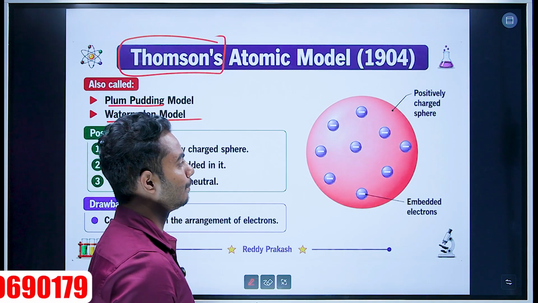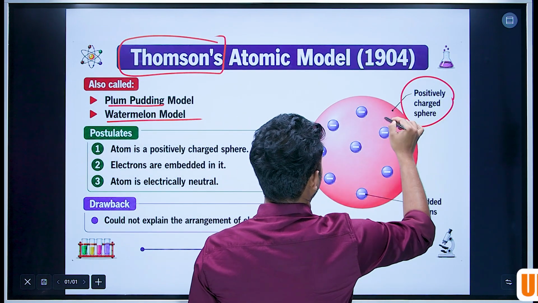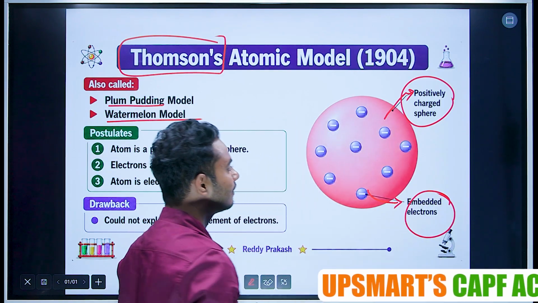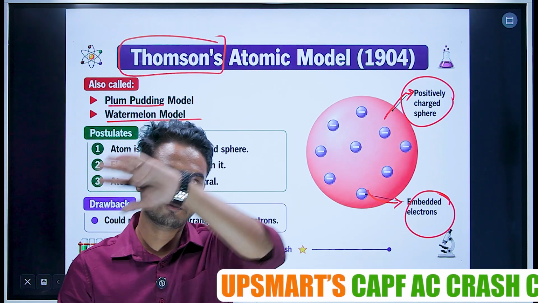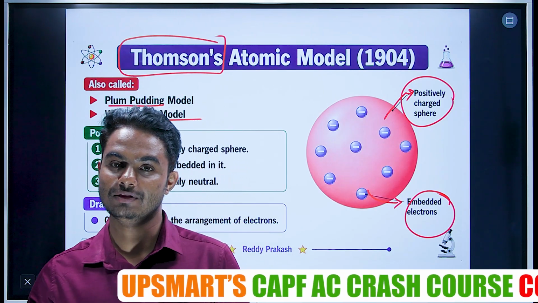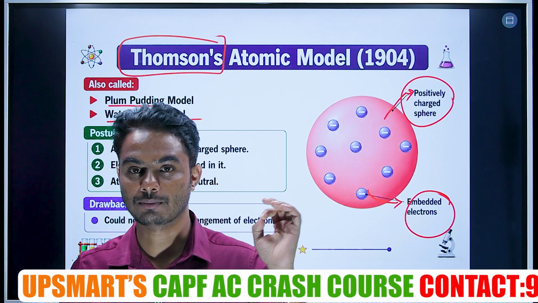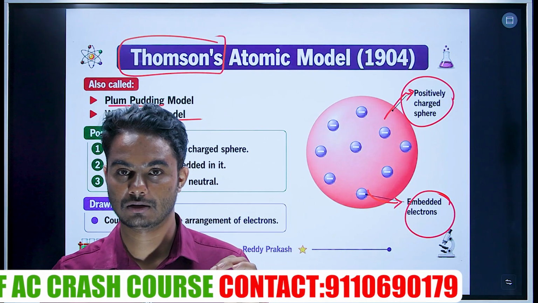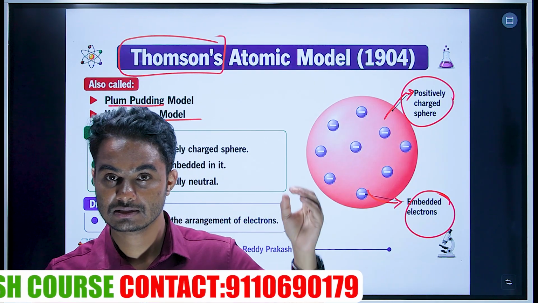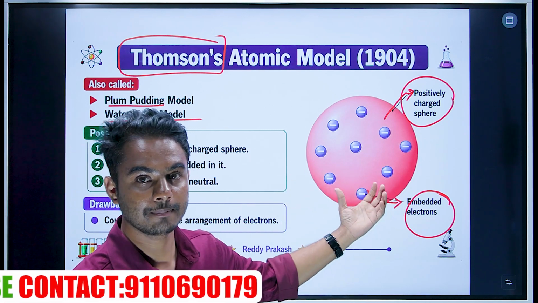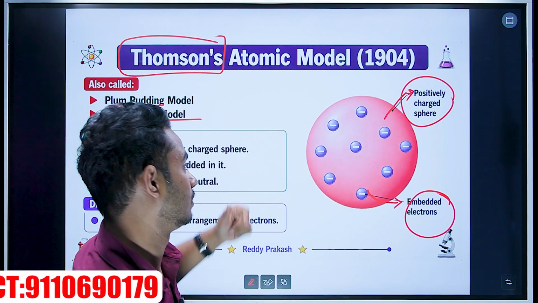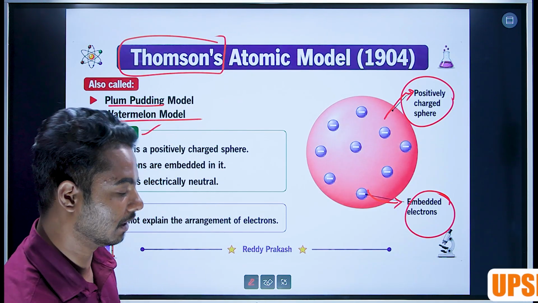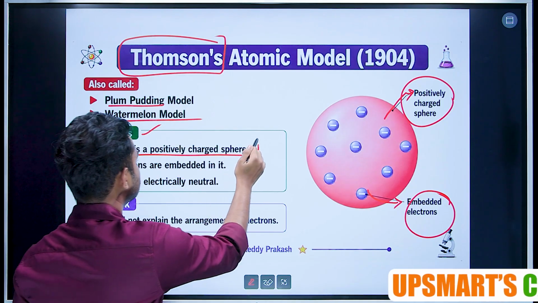What he told is that it is a positively charged sphere, and electrons will be embedded within that positively charged sphere, like watermelon seeds, like chocolate chips within a plum cake, or watermelon seeds inside a slice of watermelon. This was given by Thomson. The postulates put forward by him are: atom is a positively charged sphere.